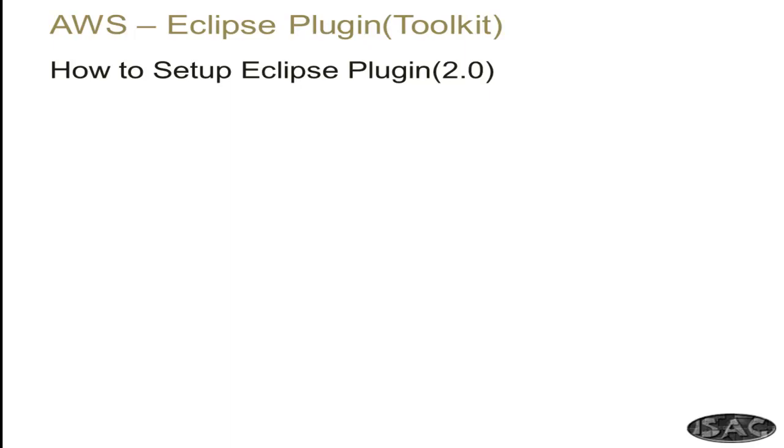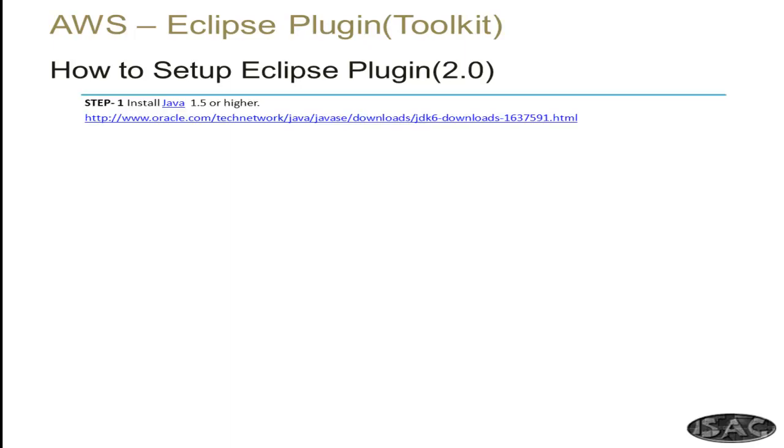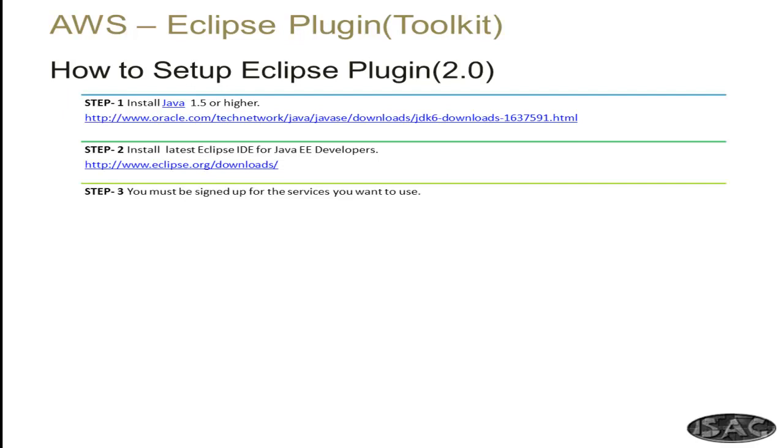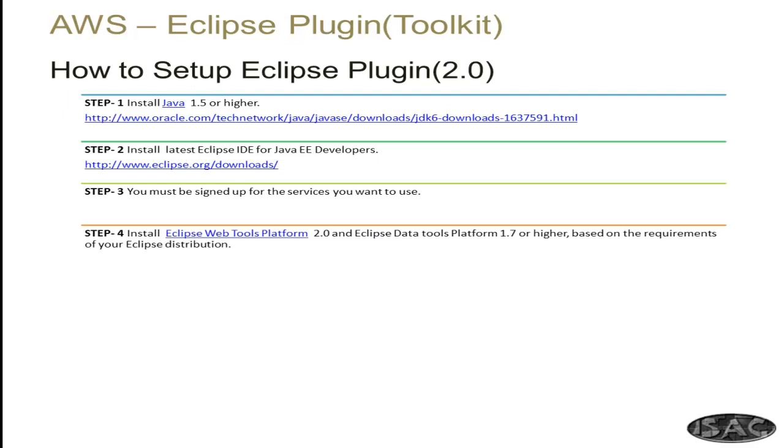Now, how do you set up an Eclipse plugin for AWS? First, you have to install Java 1.5 or higher. You can download Java from this URL. Next, install the latest Eclipse IDE for Java Enterprise Edition developers. You can download it from here. You must be signed up for the services you want to use, that is Amazon Web Services. So sign up for Amazon Web Services.